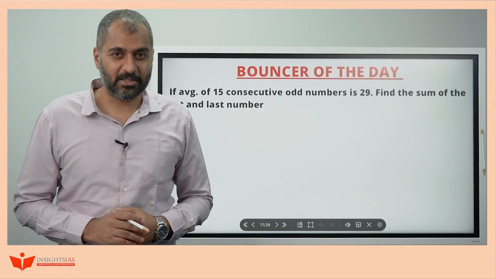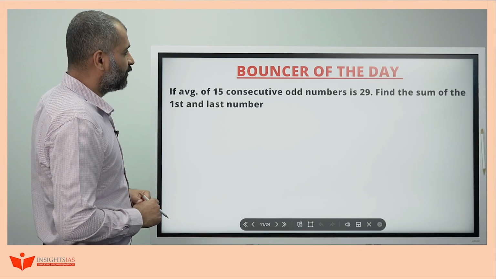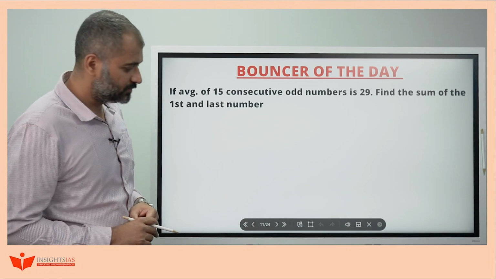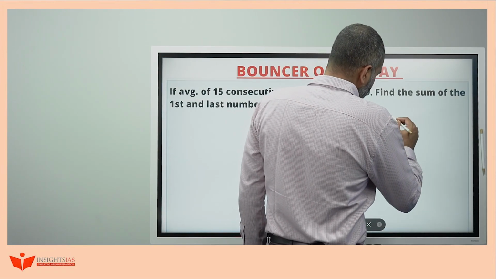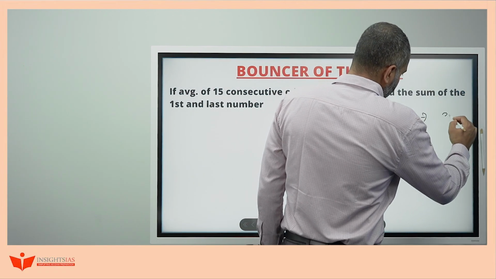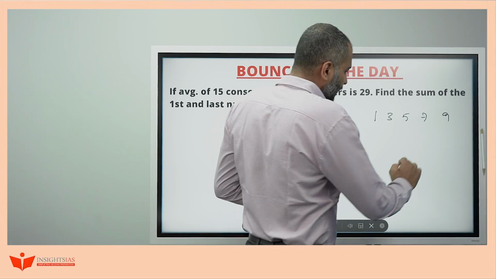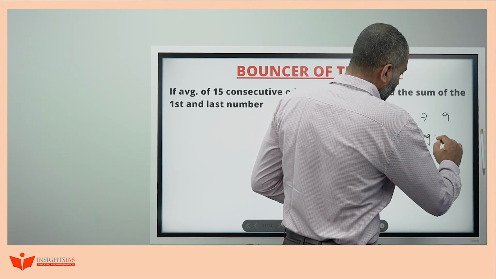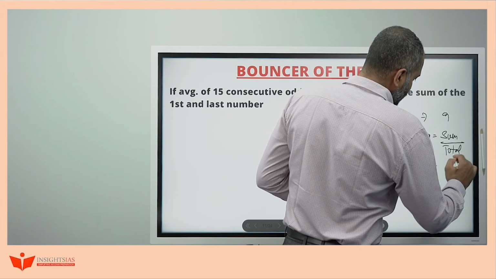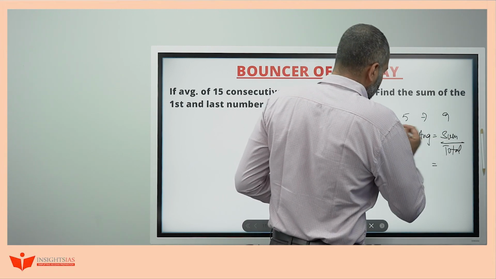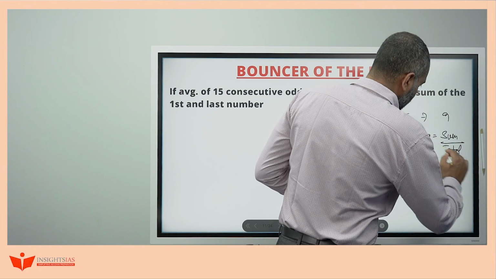This is the bouncer of yesterday's video. If the average of 15 consecutive odd numbers is 29, find the sum of the first and the last. See, look here now. These are the odd numbers 1, 3, 5, 7, 9, for example, consecutive odd numbers. How to find the average? Average is nothing but the sum of all the observations divided by the total number of observations. If you sum this, it becomes 25.